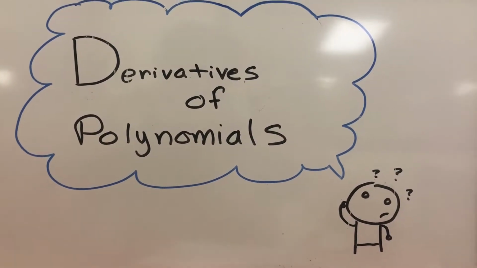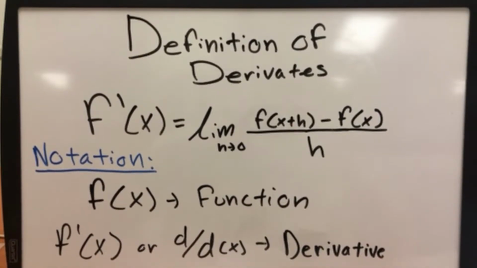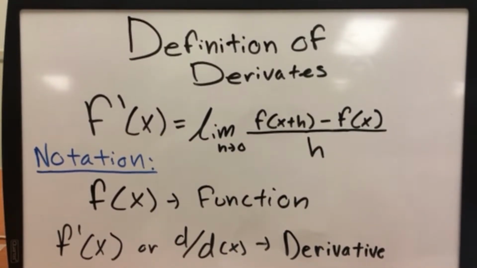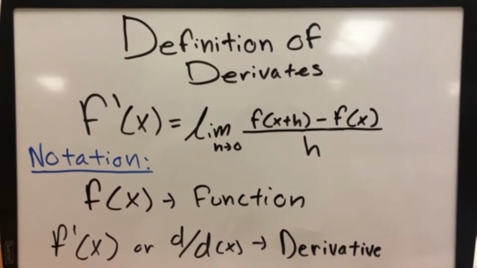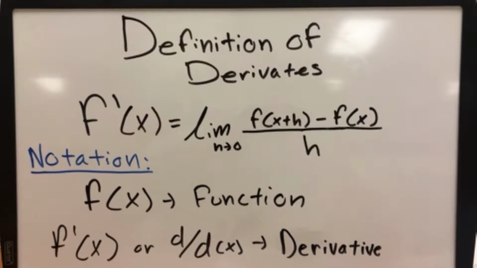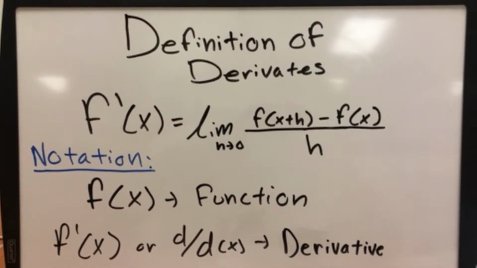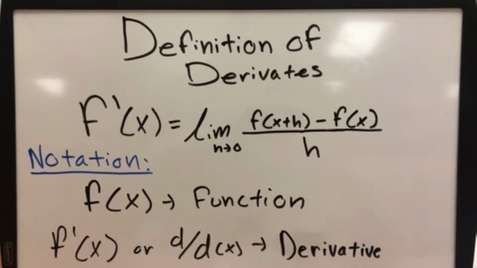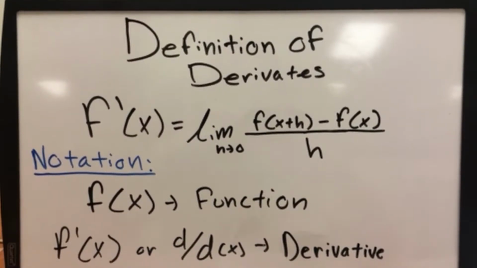This lecture is going to be based on derivatives of polynomials, the definition of derivatives. We'll be using f'(x) equals the limit as h approaches 0 of f(x + h) minus f(x) over h. We have known this as our instantaneous rate of change, slope of a curve, or slope of a tangent line. But for this purpose, we'll be using it as our derivative.